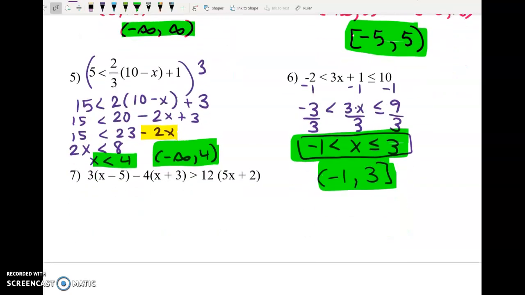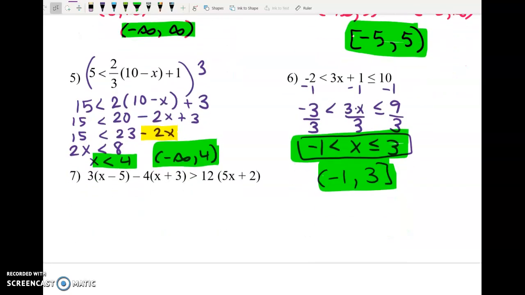All right, last one. Take a minute, simplify both sides and combine like terms, and then solve for your value of x that would make that inequality true.